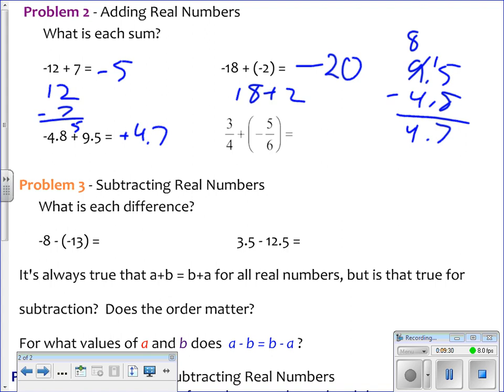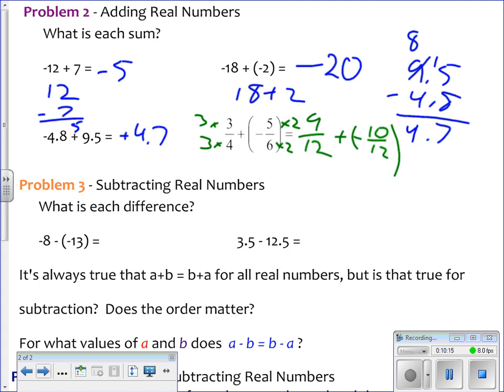So I want to do this as something over 12 plus negative something over 12. That's my common denominator. 4 times what? What times 4 gives me 12? 3. So I have to do the numerator and the denominator both times 3. 3 times 3 gives me 9 twelfths. What times 6 gives me 12? 2, right? 2 times 6 is 12. 2 times 5 is 10.